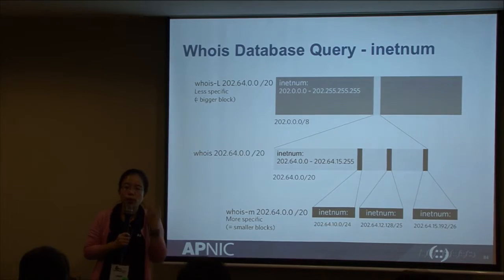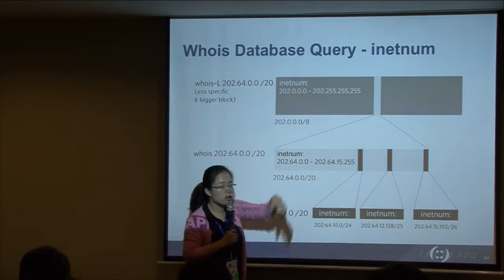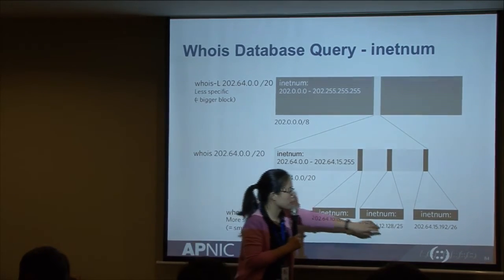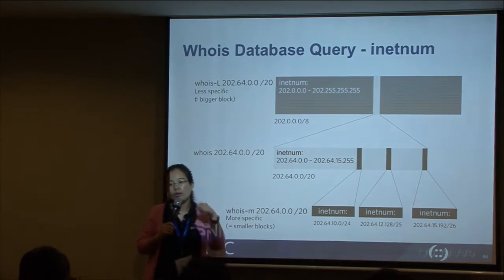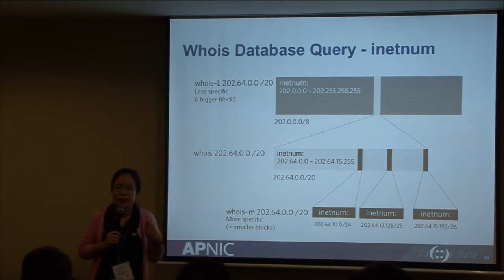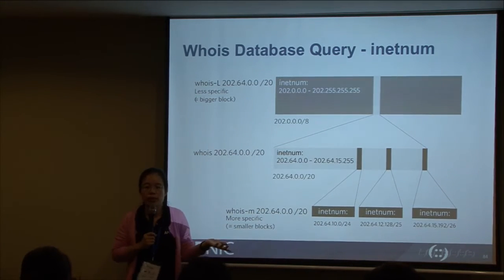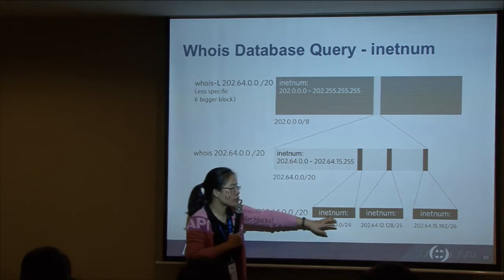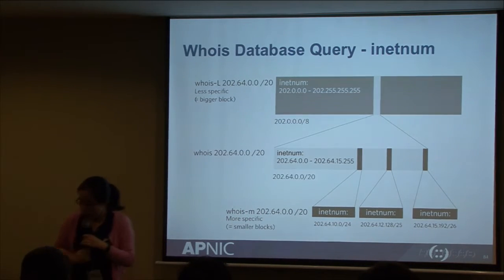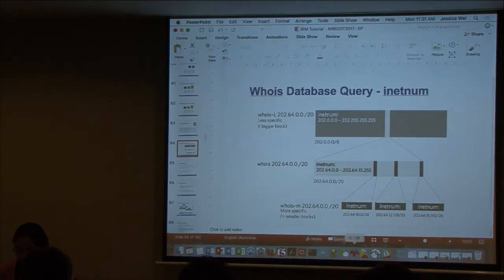And if you choose more specific, I am now querying slash 20. If I select more specific, then we'll go to small blocks. And then we'll see, oh, for my customers and maybe some more specific delegations can be displayed. But this part is up to the ISP. Maybe he didn't make this information public, so we cannot see it if you select more specific. So maybe I will use one example to show you what is less specific and what is more specific.